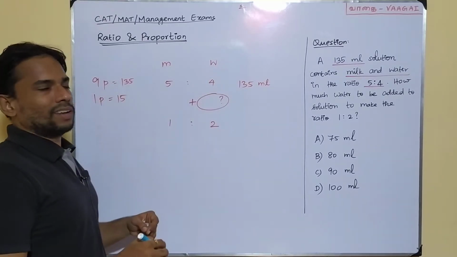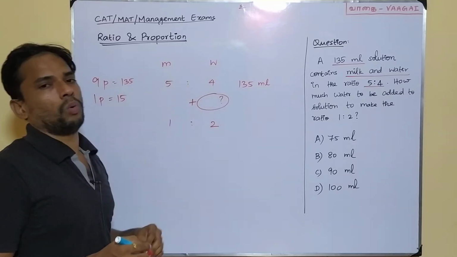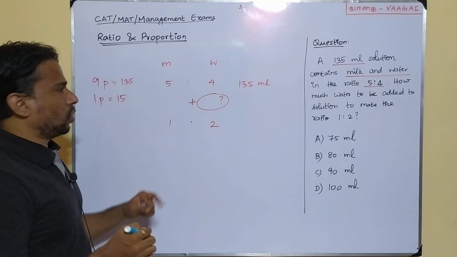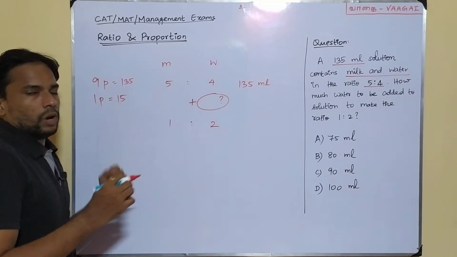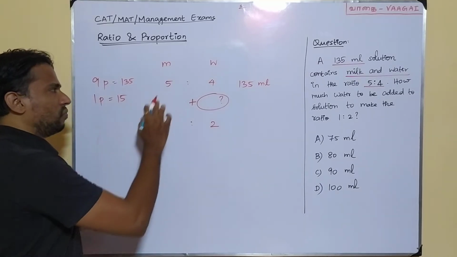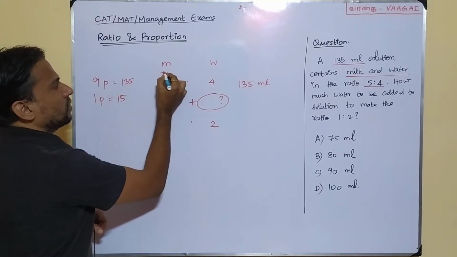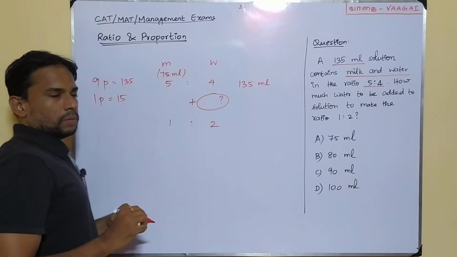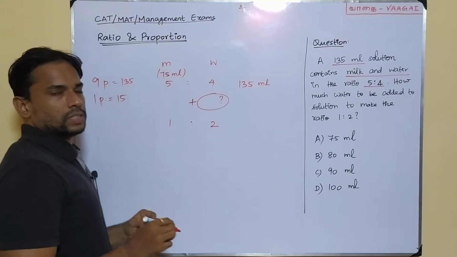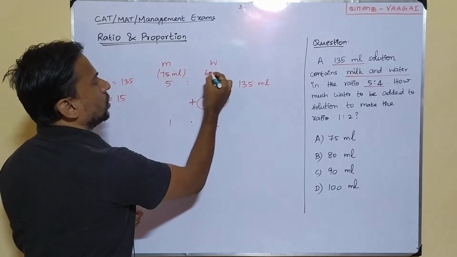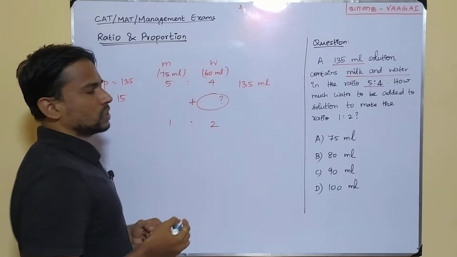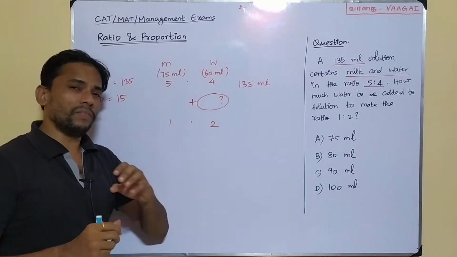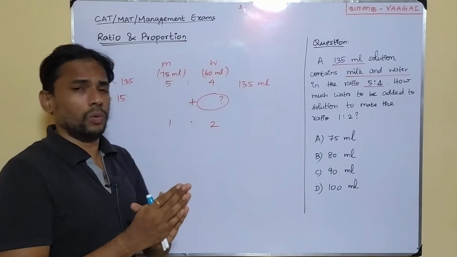So now we can easily tell how much milk is there and how much water is there. Milk will be 5 parts. 1 part is 15, as we just got. So 5 parts will be 5 into 15, which is 75 ml. Let me write it here. And 4 parts will be 4 into 15, which gives us 60 ml. I hope this basic calculation is very clear to you. I'm not wasting much space here, since this is a very basic calculation and you will be able to follow it easily.